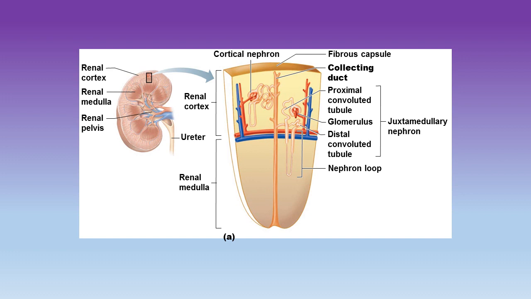The majority of the nephrons are the cortical nephron, which are embedded mostly within the renal cortex. The juxtamedullary nephron has a much longer nephron loop, or loop of Henle. This long loop that descends down, curves, and goes back up will extend into the renal medulla area.